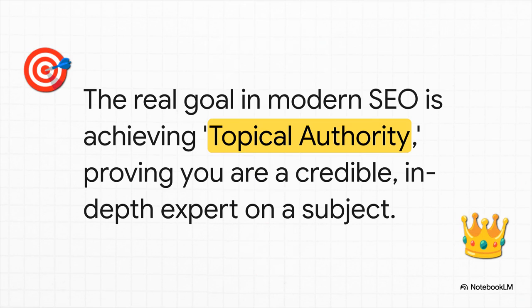Well, here's the thing. The secret to fixing this isn't just about cramming more keywords onto your pages. That's old school SEO. Today, the real goal, the thing you should be aiming for, is what we call topical authority. You need to prove to search engines like Google that you're not just some random voice, but a genuine, in-depth expert on your subject. You want Google to think of you as the go-to source.